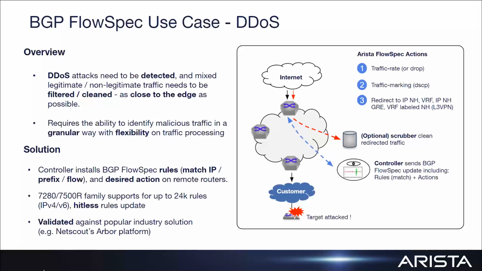And so using redirect, let's say into a different VRF, we could then redirect certain types of traffic and certain flows to a scrubber or threat mitigation solution, and that scrubber can then send us back the clean traffic. Now this is supported today on the 7280 7500R family, where we support up to 24,000 entries v4 or v6, and these entries crucially can be installed hitlessly because of course the flow spec controller will want to install these entries dynamically in real time. So let's look at a very quick demo of how this is achieved.